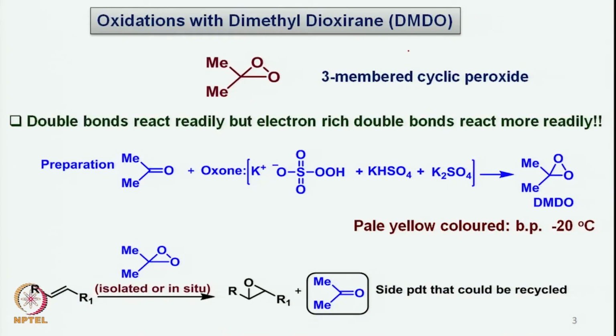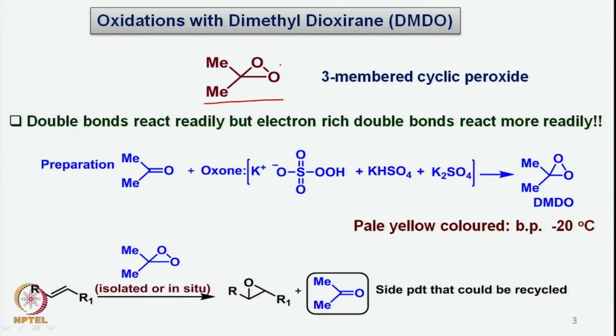We start now with oxidations of a different kind, which is oxidations with dimethyl dioxirane. As you can see the name, dimethyl dioxirane. So, this is the structure of the dimethyl dioxirane. So, it is a 3-membered cyclic peroxide.